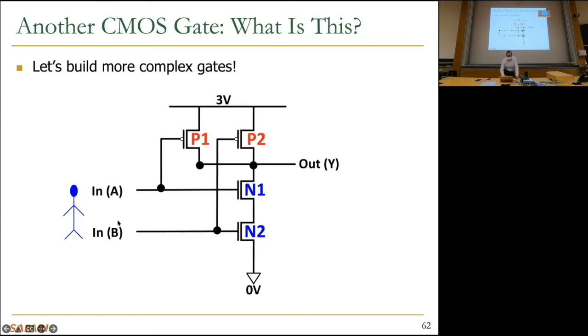You have 2 inputs, A and B. You have 2 PMOS transistors in parallel connected to the output. And you have 2 NMOS transistors in series, serially connected to the output, as you can see. Input A is applied to 1 PMOS transistor and 1 NMOS transistor over here. And input B is applied to 1 PMOS transistor and 1 NMOS transistor over here. Have you figured out what it does?